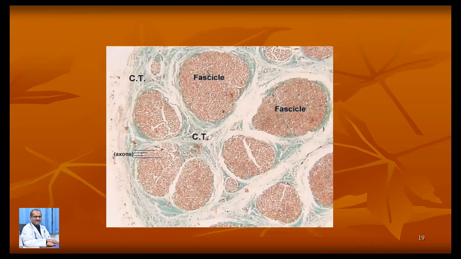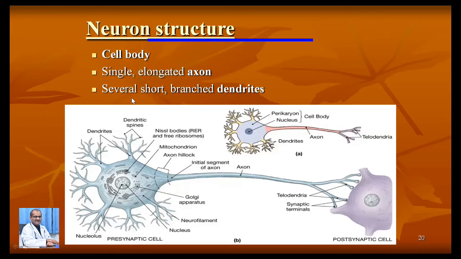And if you take the microscopic view, then it is the fascicle, and these are all the axons here. Basically, how is a neuron? This is a neuron. It's the most basic unit of the central nervous system. It contains the cell body, whereas a single elongated axon is present and several short branching dendrites. So here you can see how the neuron looks. These are the dendrites, meaning branch-like, like a tree, and these are dendritic spines.